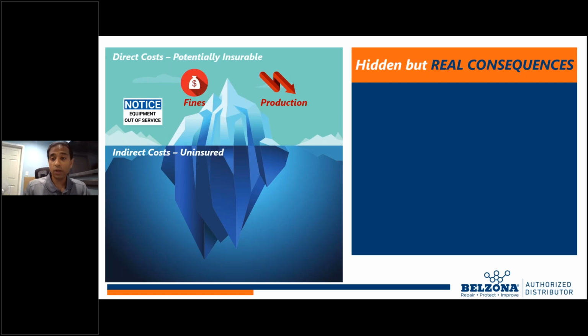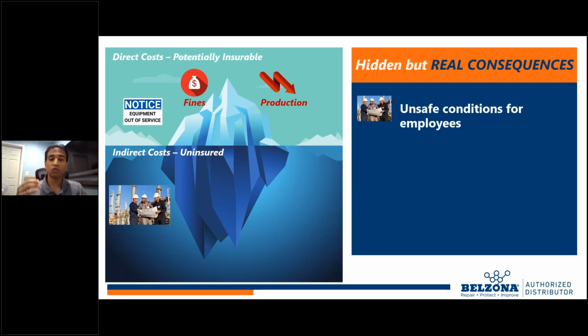So when we talk about PSM, there are hidden but real consequences when there isn't a focus on the right part of it. And so when incidents happen, what happens? You can have damaged equipment that goes out of service. You might see fines coming in from your local governments, and you're going to have loss of production. And in some of these instances, you can actually get insurance policies to help cover that if the incident is large enough. But the fact of the matter is that there are real hidden costs that aren't insurable.